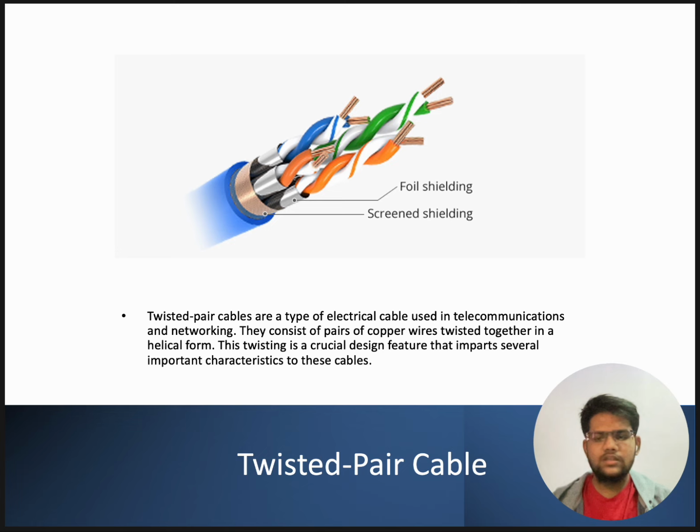Now, let's see each cable one by one. The first type of cable we are going to discuss is twisted pair cable. Twisted pair cables are a type of electrical cable used in telecommunications and networking. Twisted pair cables consist of pairs of copper wires twisted together, as you can see in the image. They are the most common type of cable used for Ethernet connections.